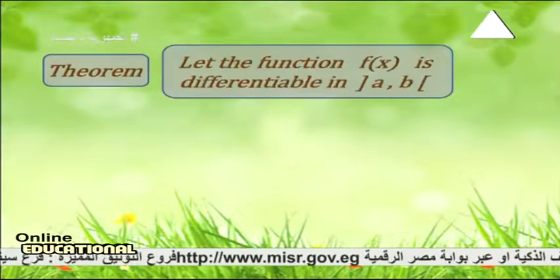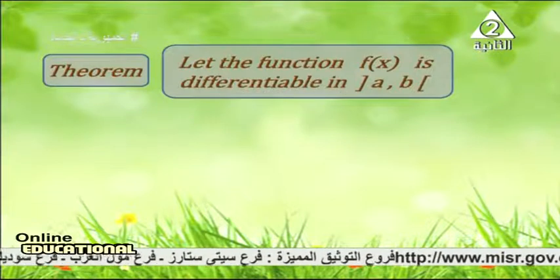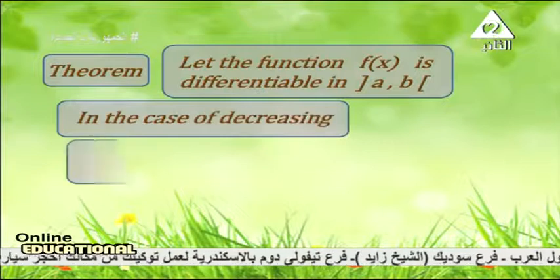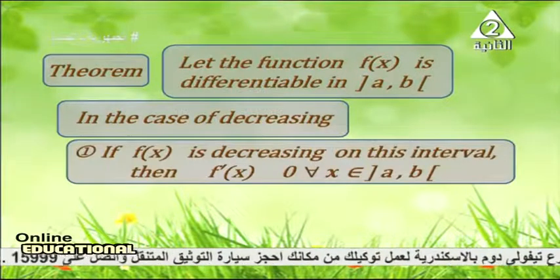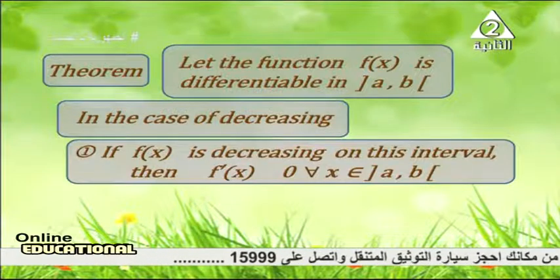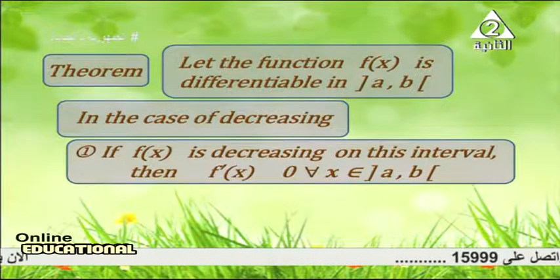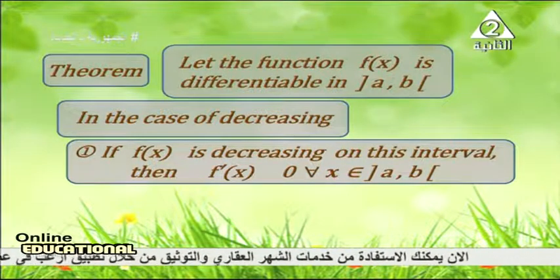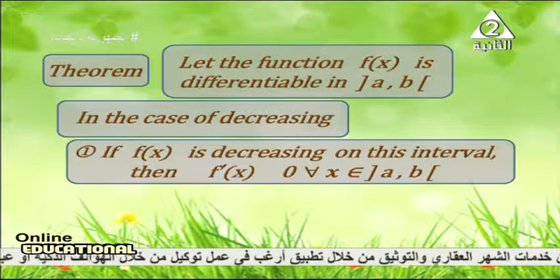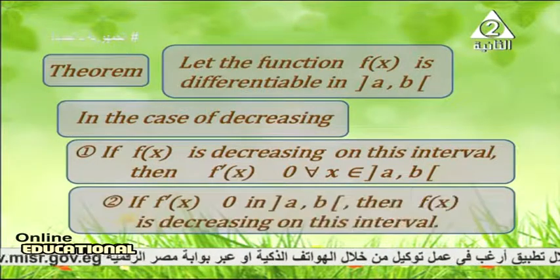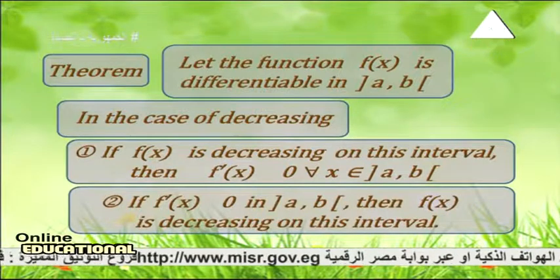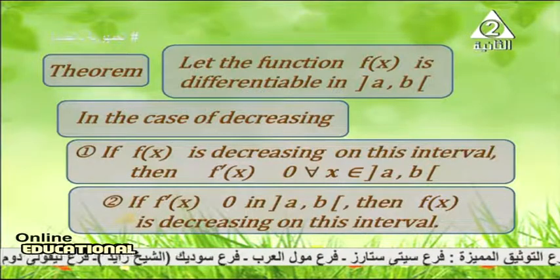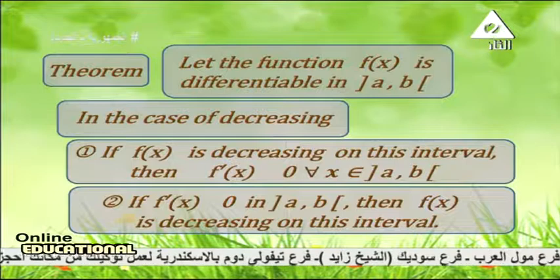In the case of decreasing, let the function f of x be a differentiable function. Number one, if f of x is decreasing on this interval, then f dash x is smaller than 0 for all x belonging to the open interval a and b. Number two, if f dash x is smaller than 0 in the open interval a and b, then the function f of x is decreasing on this interval.